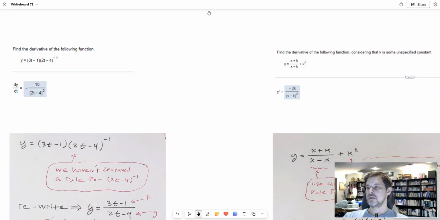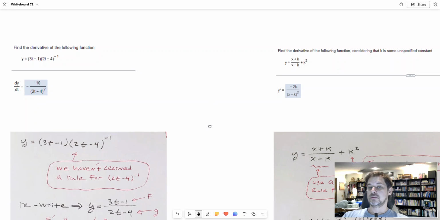Hello everybody. So I'd like to show you these two problems from MyMathLab. I'll do this one first and then this one, and they look different, but I'll work both of them by the quotient rule. Okay, so let me show you how.